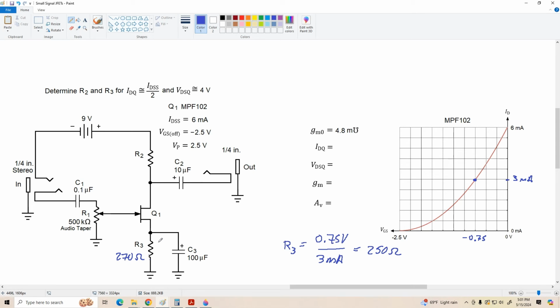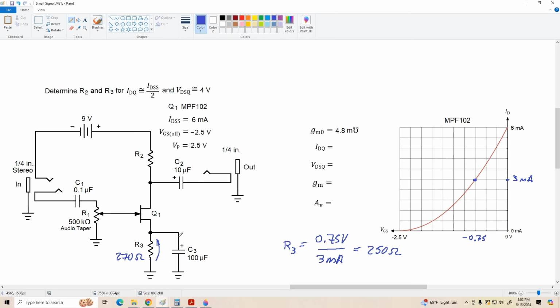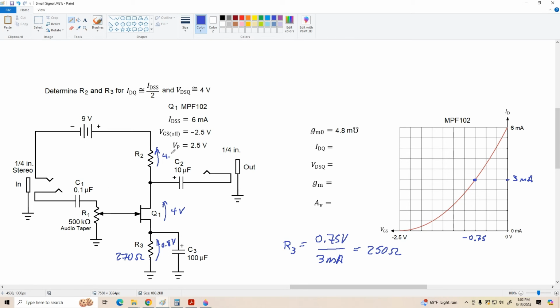And now let's calculate the approximate voltage drop we'd have down here. That's going to be 270 ohms times 3 milliamps, about 0.8 volts. Okay, so we're dropping about 0.8 volts here. We want to drop 4 volts here, so that leaves us 9 minus 4 minus 0.8, 4.2 volts across R2.